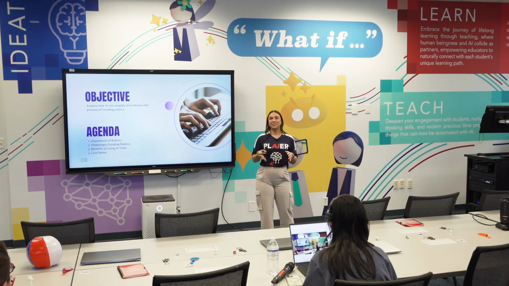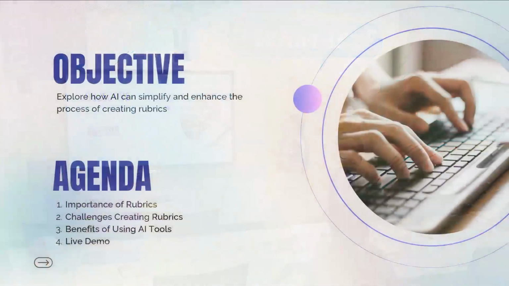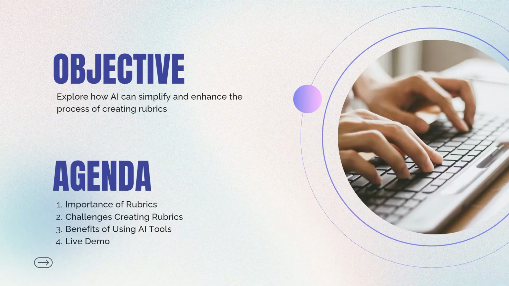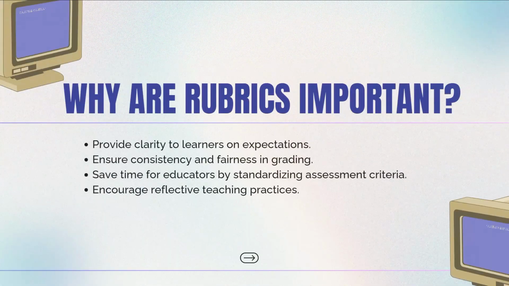Our objective for today is to explore how AI can simplify and enhance the process of creating rubrics. And what we're going to do is talk about the importance of rubrics, challenges of creating rubrics, the benefits of using AI tools, and then we're going to do a live demonstration with 3 tools: ChatGPT and Copilot, and a new tool that I'm so excited to share.